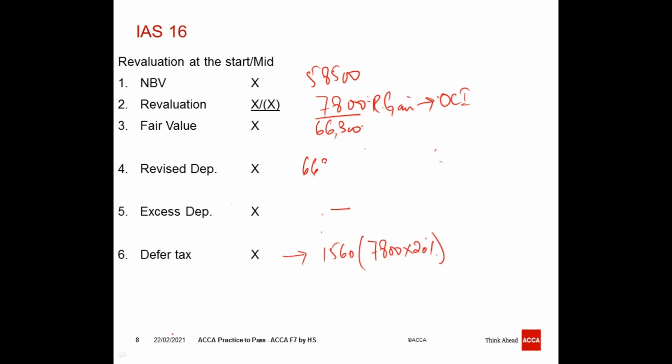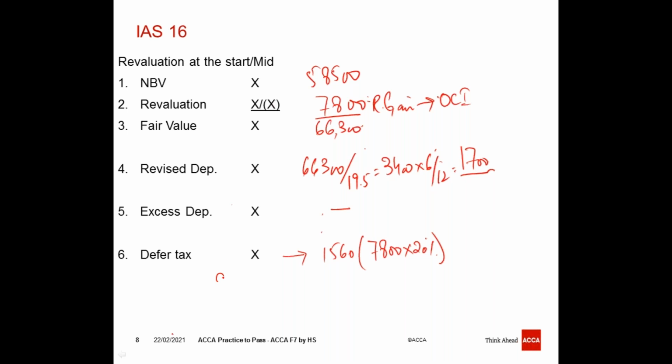66,300 divided by the remaining life. Now, what remaining life do we need to use? The remaining life will be 19.5. So when we divide this figure by 19.5, we get the value of 3,400 for the whole year, and for the last 6 months it will be 1,700.